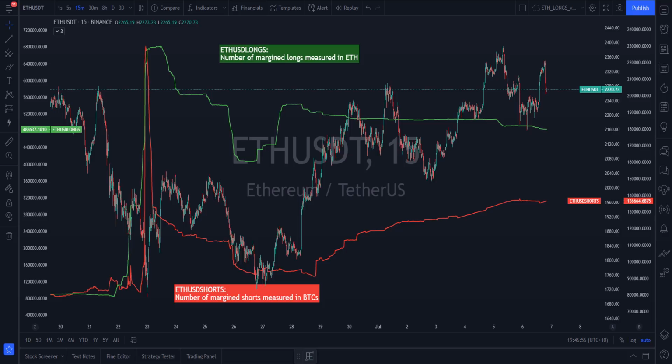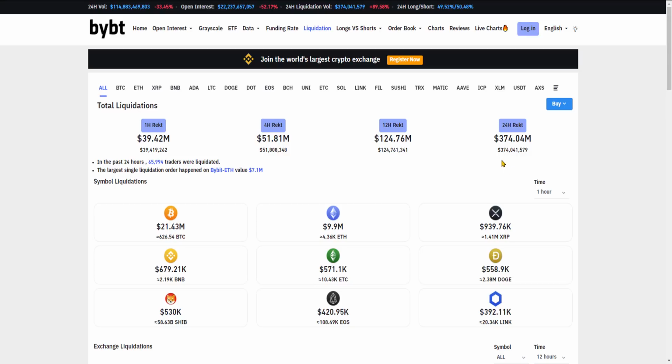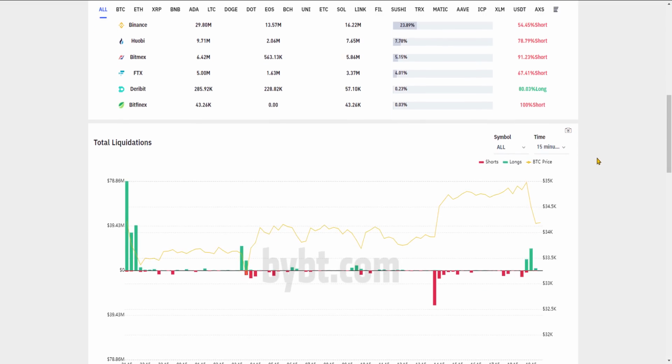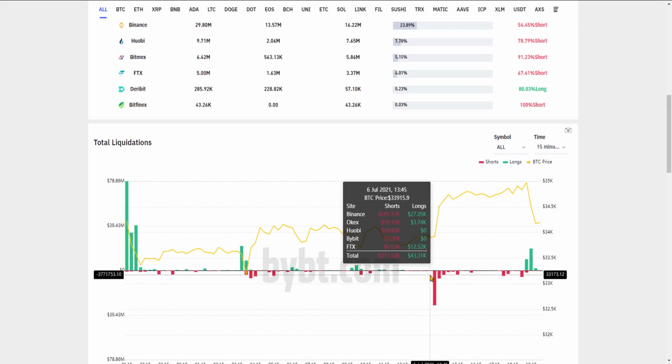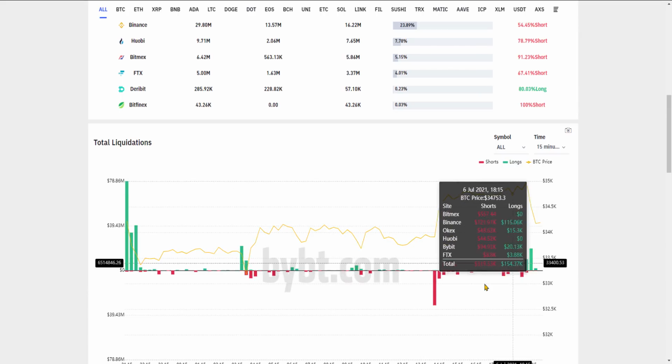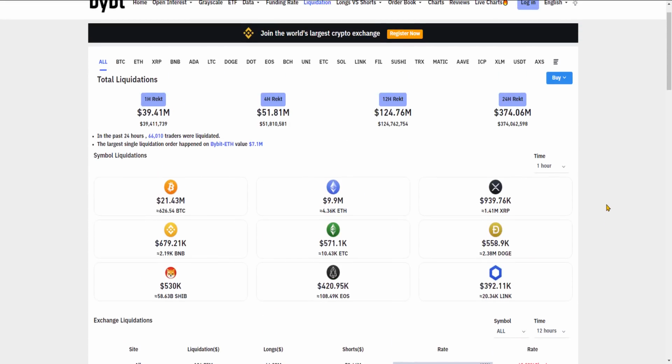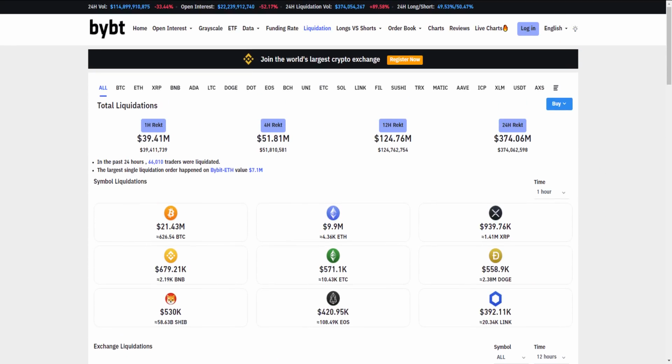Let's check out the liquidations. Over the past 24 hours, $374 million worth of liquidations occurred to 66,001 traders. If we look over the past 12 hours, around 63% of those positions were short, which is happening here. We notice that the price has gone down because the longs are getting liquidated. There is always a harmony between longs and shorts.